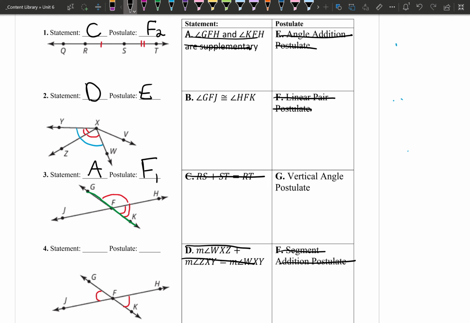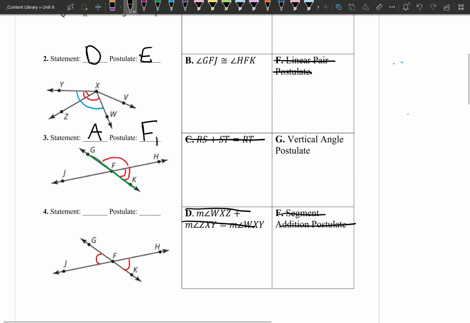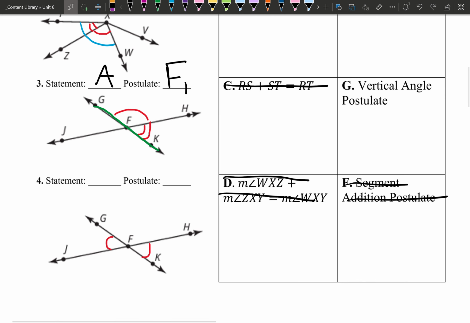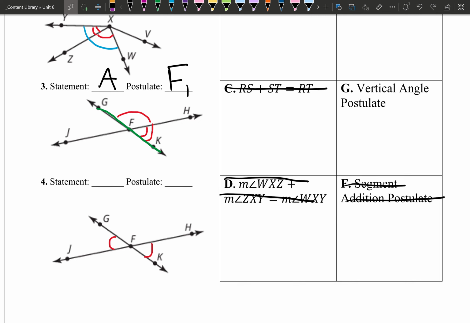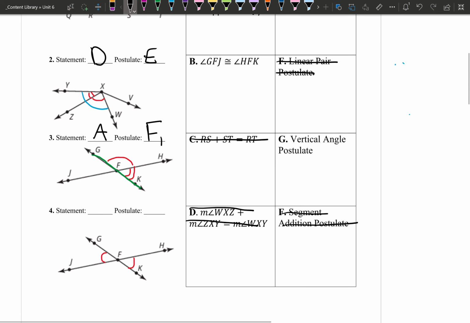Now, of course, we only have 1 statement and 1 postulate left, but let's still take a look at the image. Now, in this image, we have 2 angles marked the same way. When we mark an angle the same way, that means they are congruent, they are equal, they have the same value. That is why I would choose statement B, that angle GFJ is congruent to HFK. They have the same value. We don't know what that value is, but based on the markings in the image, they are congruent. This is called the vertical angle postulate.